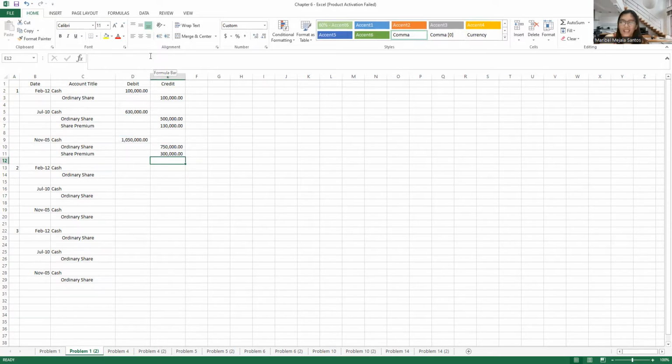Okay. Then next, on number 2, the ordinary shares has a 10 pesos stated value. Okay. Pagka ganyan, how are we going to do that? Okay. Cash, 100,000.